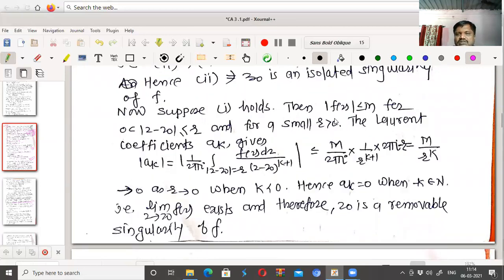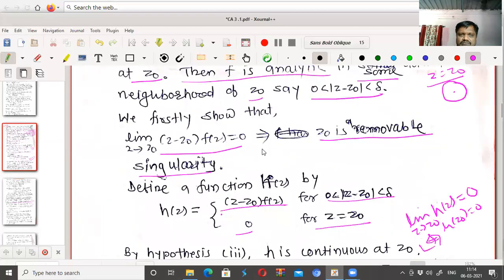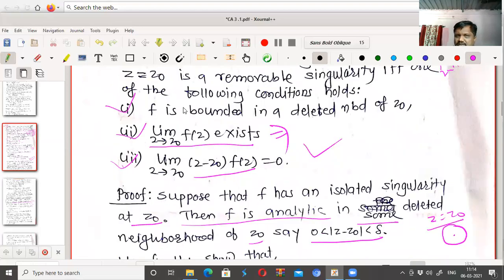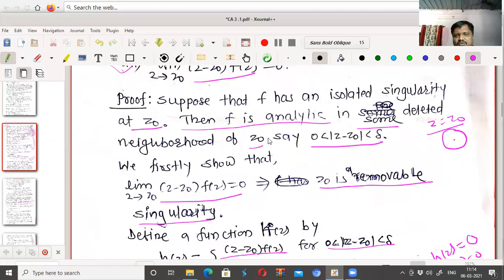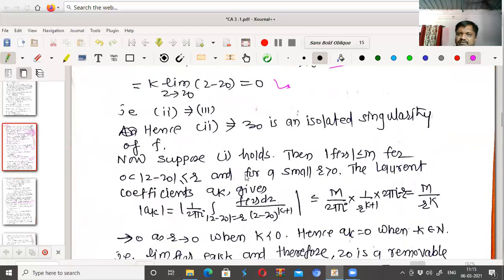Now suppose 1 holds, then mod f(z) is less than or equal to M, that is, bounded near z0. What does 1 holds mean? Suppose f is bounded in a deleted neighborhood of z0. That means, as f is bounded in the deleted neighborhood of z0, mod f(z) is bounded by M for the deleted neighborhood of z0 and for a small r greater than 0.